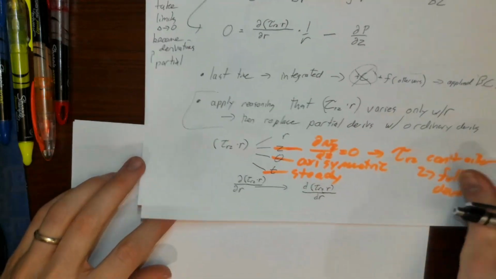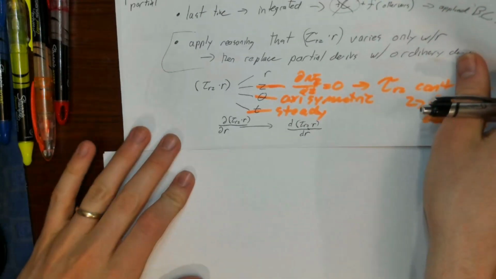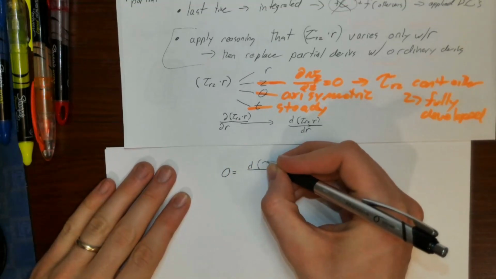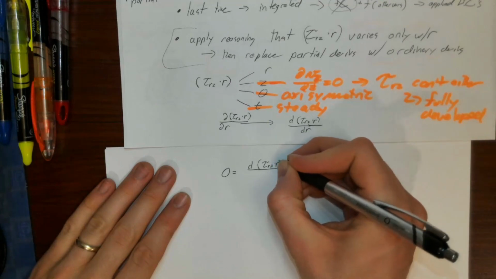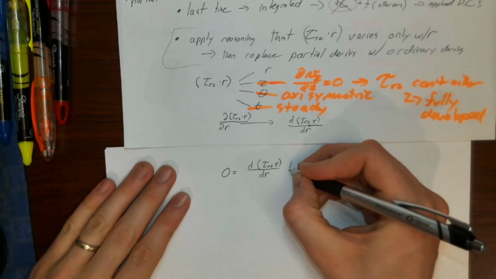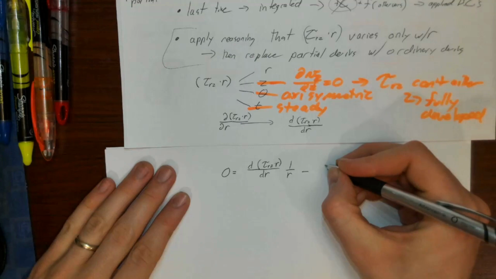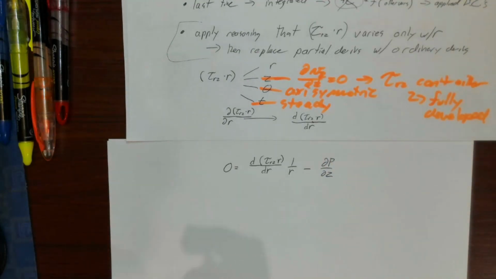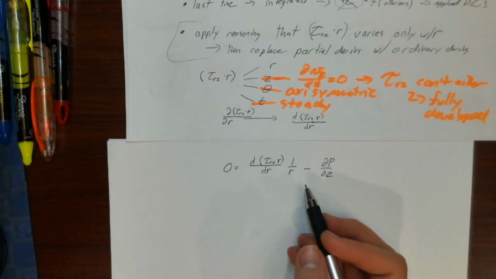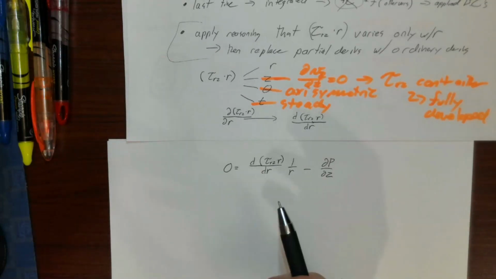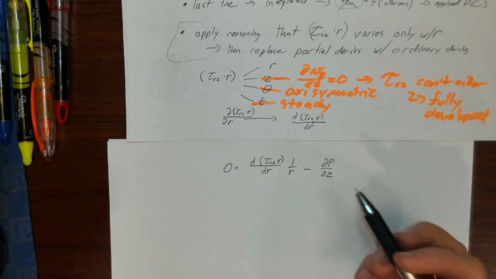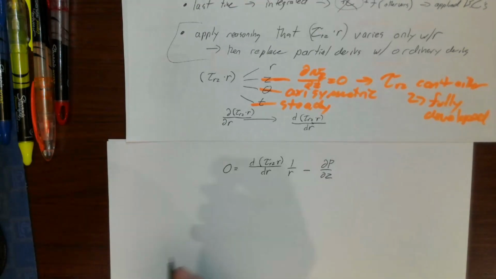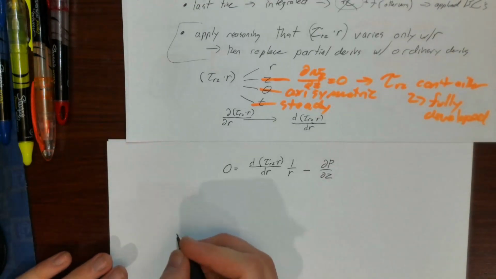So where does that leave us? We now have a slightly simpler differential equation that we're attempting to solve. So now 0 is equal to d of tau rz times r over dr, this thing, times 1 over r, minus dp/dz. Now, last time, when we had two partial derivatives in our situation, we needed to apply a different conservation of momentum equation. Instead of doing that, I'm going to just talk about some reasoning with dp/dz and some stuff that we observe experimentally.